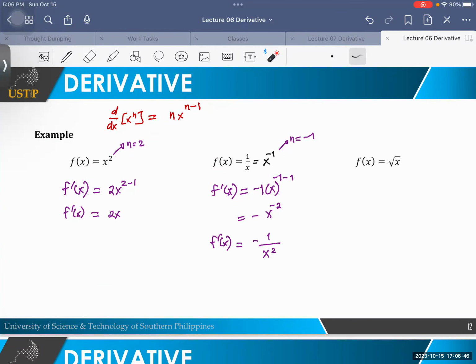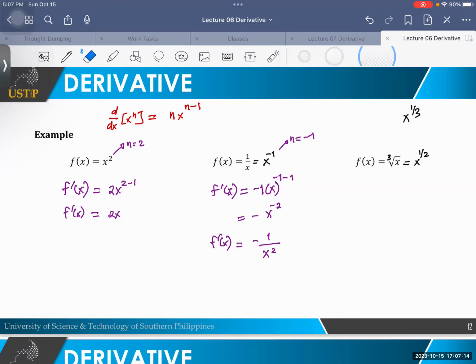Okay, how about this one? F of x is equal to square root of x. Again, ato siyang i-express into x to the n. So, that is just x to the 1/2. Okay? You have a radical sign. Of course, kung wala number there, it means imong index is 2 man. Kung 3 na siya class, meaning cube root of x, ang iyapong expression would be x to the 1/3.